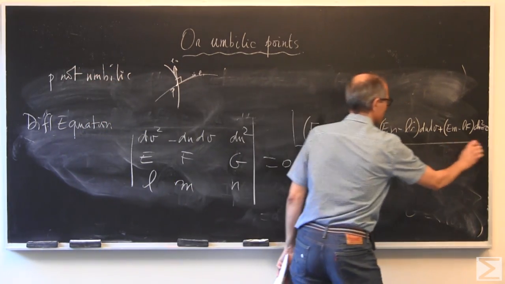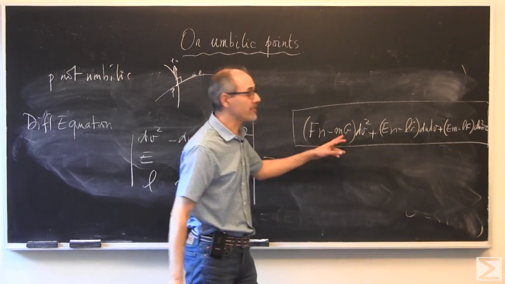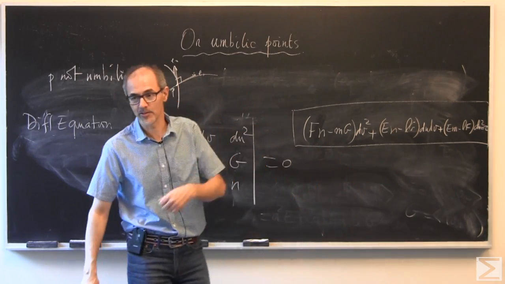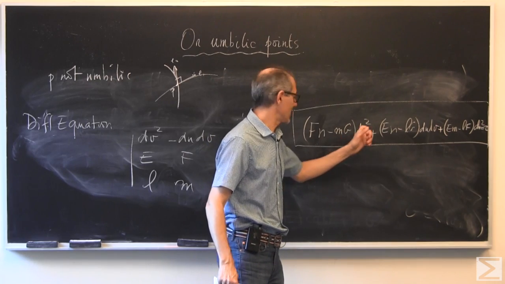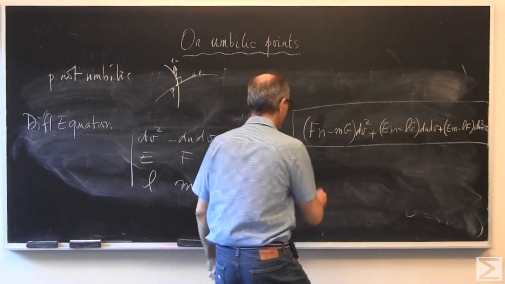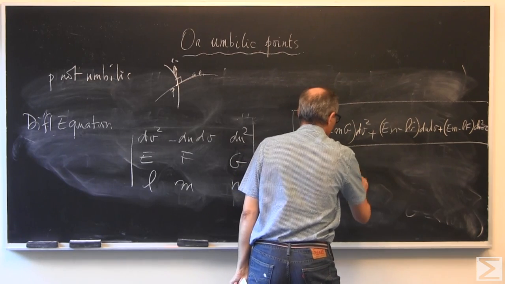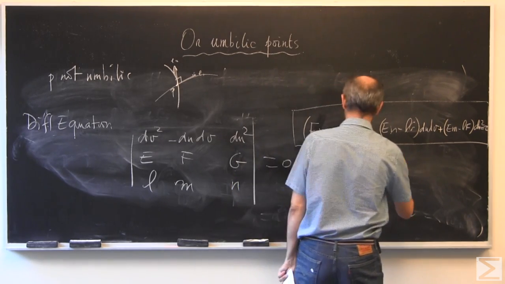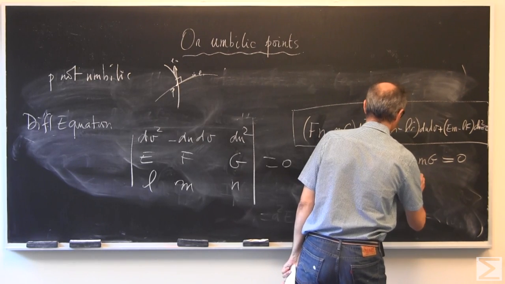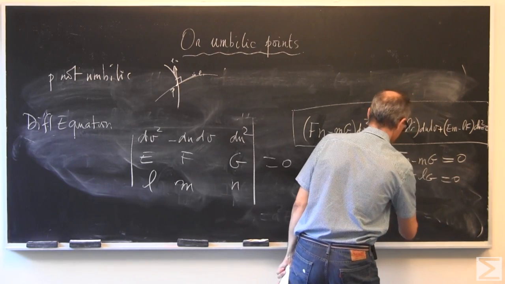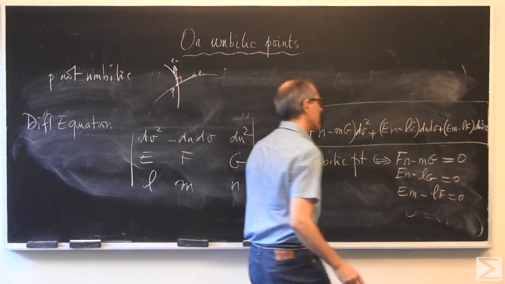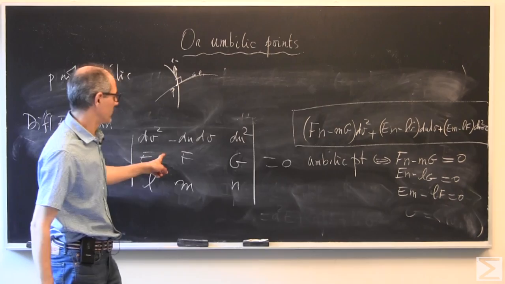So this is my equation, okay? So I can solve it away from umbilic points. I can factorize this into two ordinary differential equations, integrate them, I get two lines. I cannot factorize it exactly at umbilic points, and these points are exactly where these are zero. So at umbilic points, if and only if the coefficients are zero. En minus Lg equal to zero. Lf equal to zero.